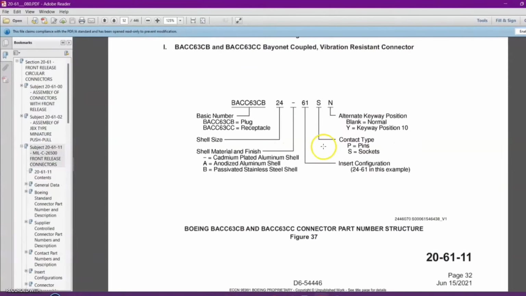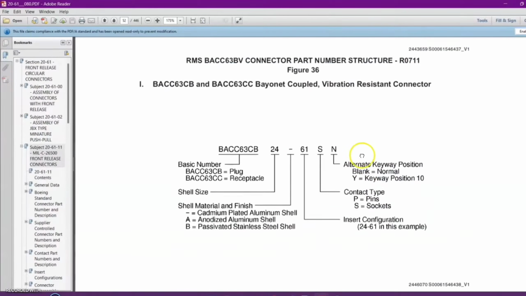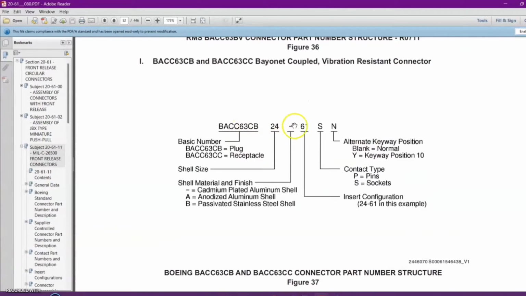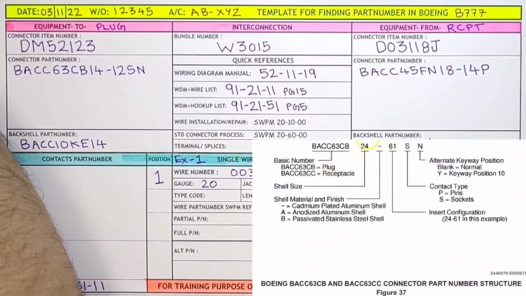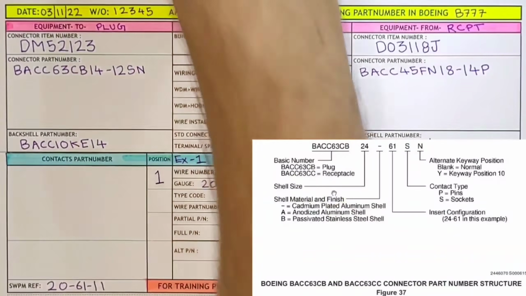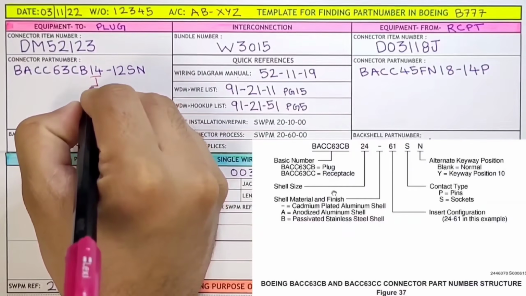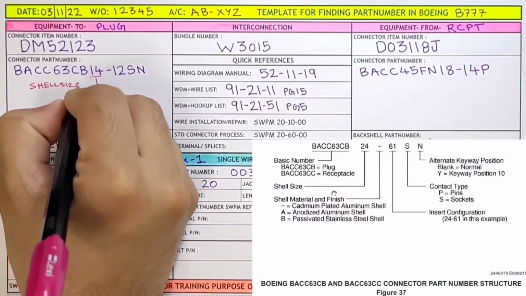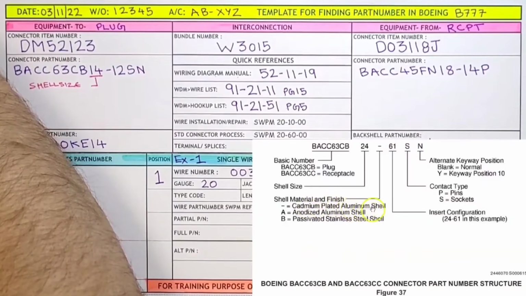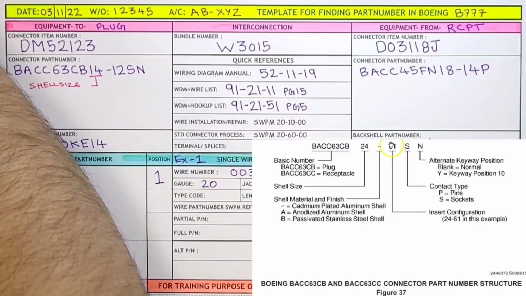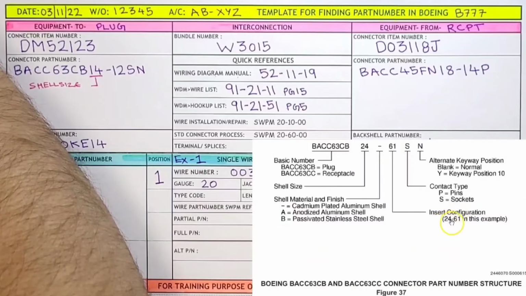Now this is the detail of the part number. You can see each and every digit is having different detail. So the initial digits are this CB, Bravo is for plug, we already know it is a plug. Now the next digit is 24, which is the shell size. Okay, after CB it is the shell size. So in our case the shell size is 14, so I'll write down over here shell size is 14. Dash means it is a cadmium plated aluminum shell. Okay, and the other numerical digits, 61, is the insert configuration, which is 24-61.